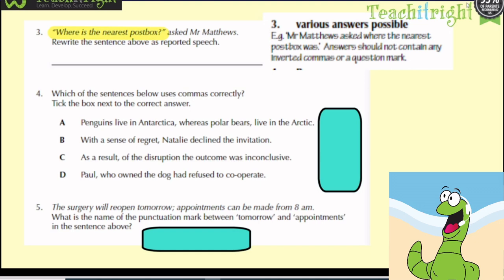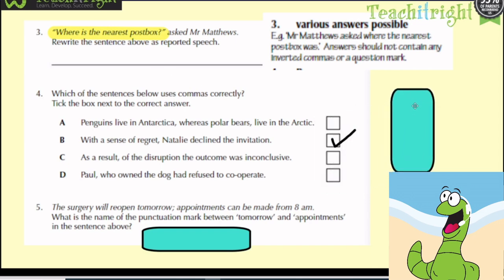Number 4, which of the sentences below uses commas correctly? Tick the box next to the correct answer. So remember, you're looking to see which one uses commas correctly. And that was B. With a sense of regret, Natalie declined the invitation. A comma can bring a small pause to a sentence when you're reading it, but not as strong as a full stop. So naturally, we read, with a sense of regret, Natalie declined the invitation. There's a slight pause before we continue the sentence.